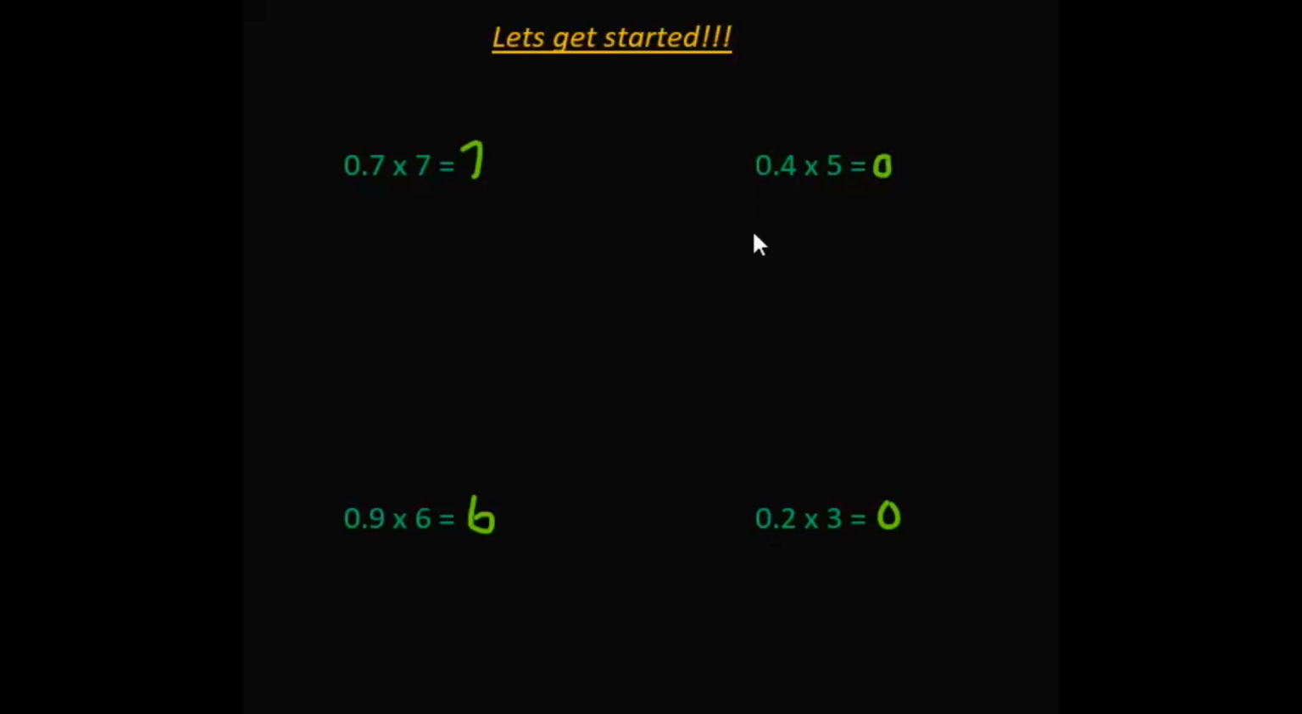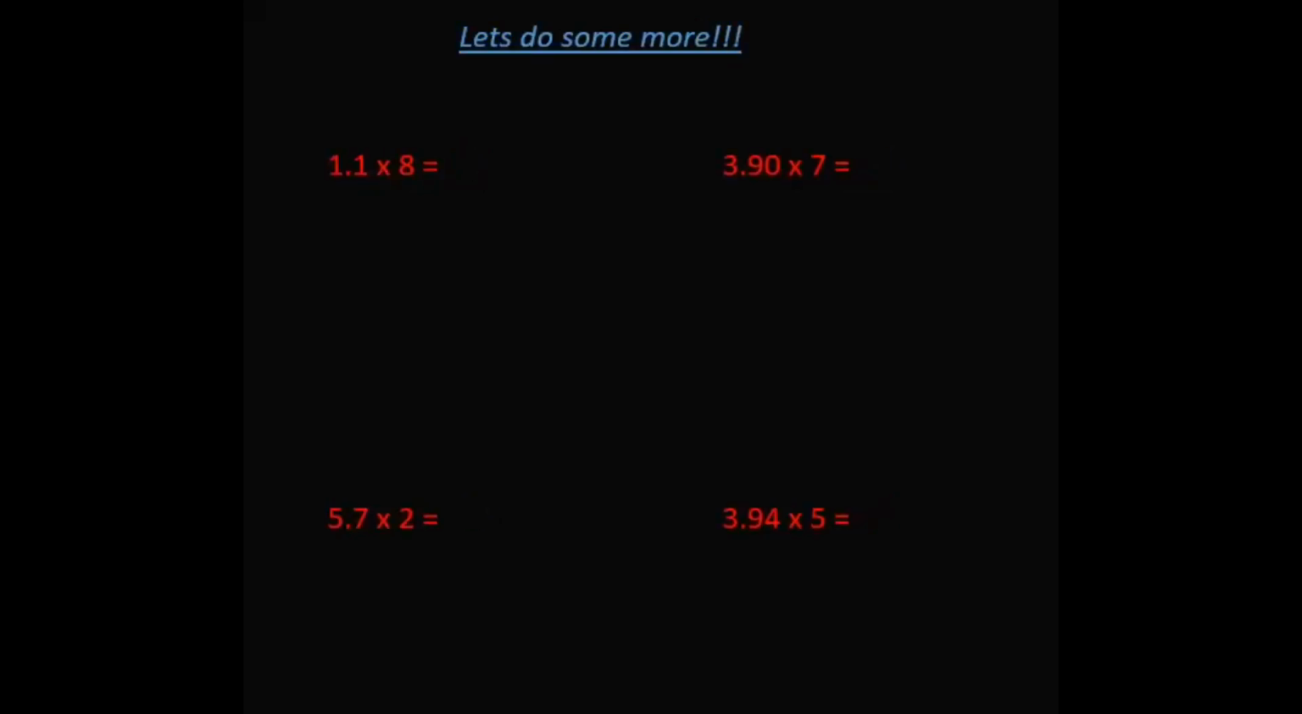So, this first problem is about 7, the second problem is about 6, the third problem is about 0, and the fourth problem is about 0. Okay? So you always have to keep that in mind and make sure you're not doing this for a problem that's asking you for the answer. Remember, this is just the estimation. So let's do some more.